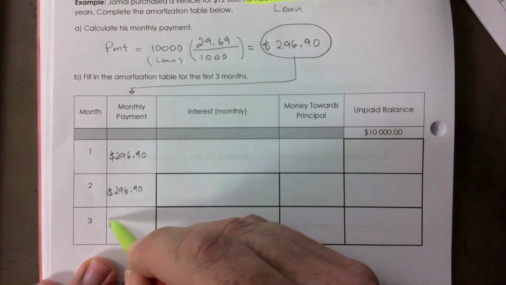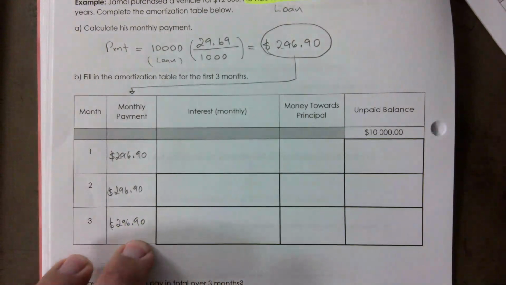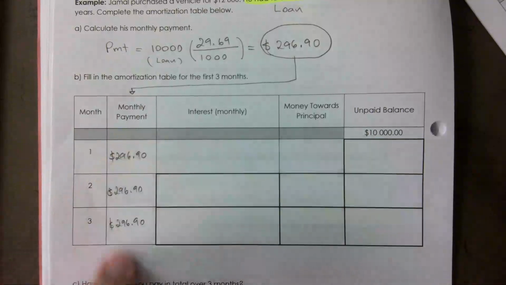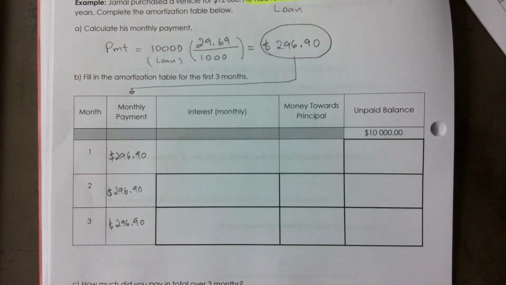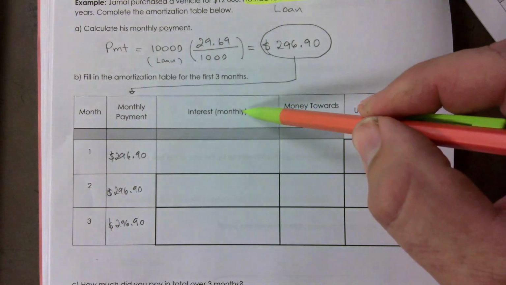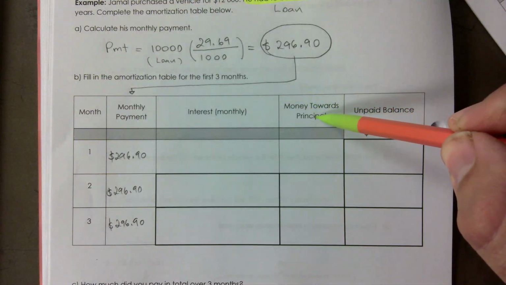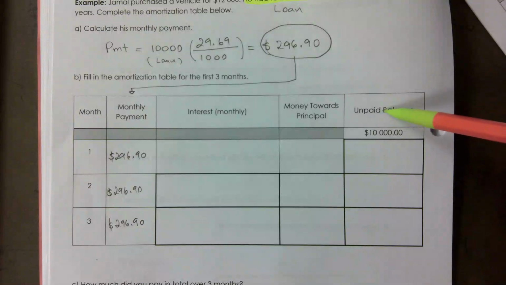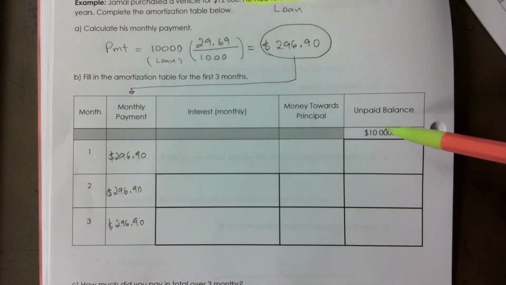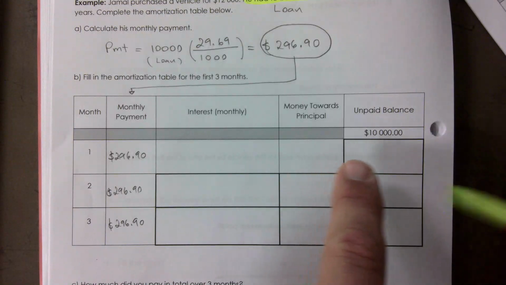Once you determine the monthly payment, you can bet that it goes in here. It's the same. Okay. Now we need to figure out the interest for the first month and the money towards principal on the first month, and then something is going to happen to that unpaid balance. We start with 10 grand, okay? I would like to highlight, but I need some highlighters for the actual table when I do the work, so we'll just leave it for now.